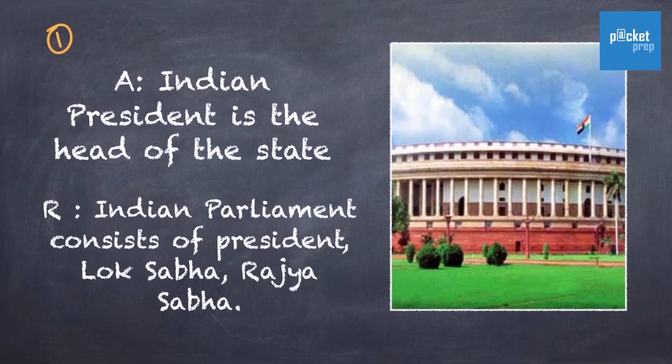Here is the first question. The assertion is given as such. Indian president is the head of the state. And the reason? Indian parliament consists of president, Lok Sabha, Rajya Sabha.